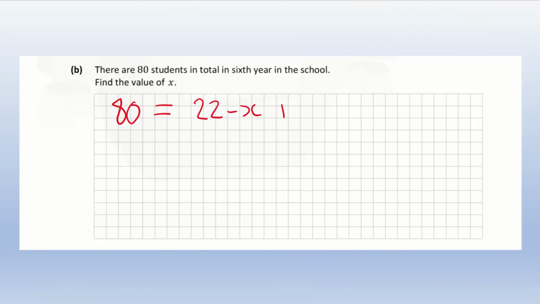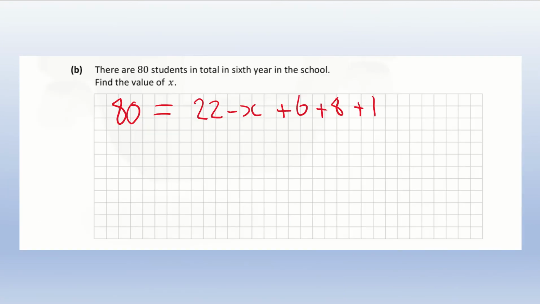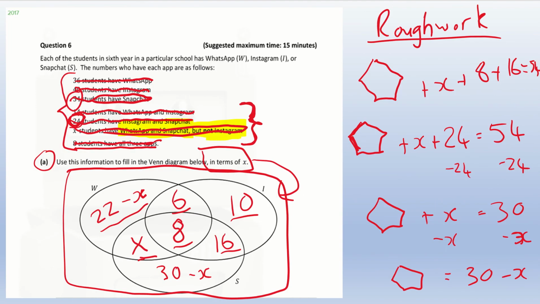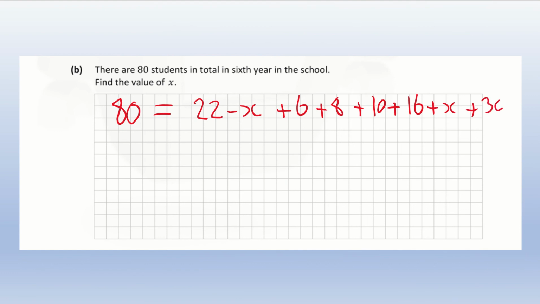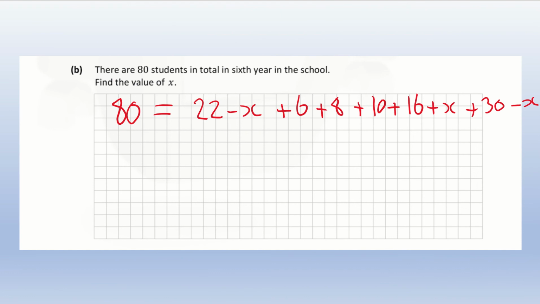22 minus x plus 6 plus 8, plus 10 plus 16 plus x, plus 30 minus x. And is that everything? Have I underlined everything? I have. So all of those numbers, when I add them together, should give me my 80. And that's how that is represented in an equation or in a sum.